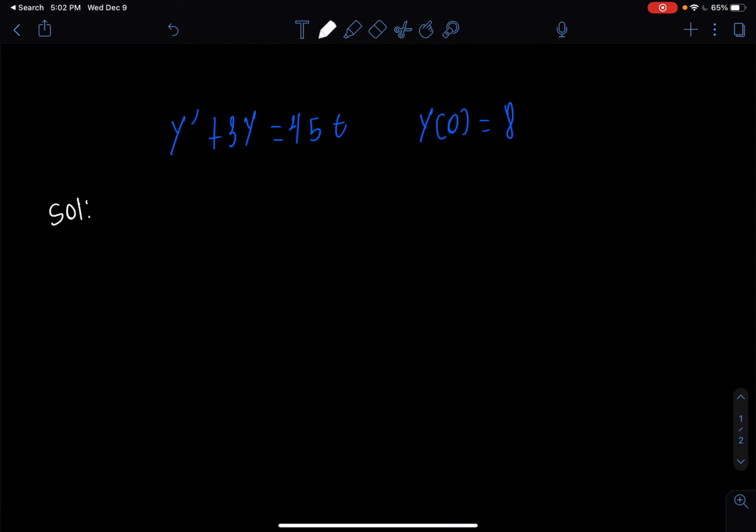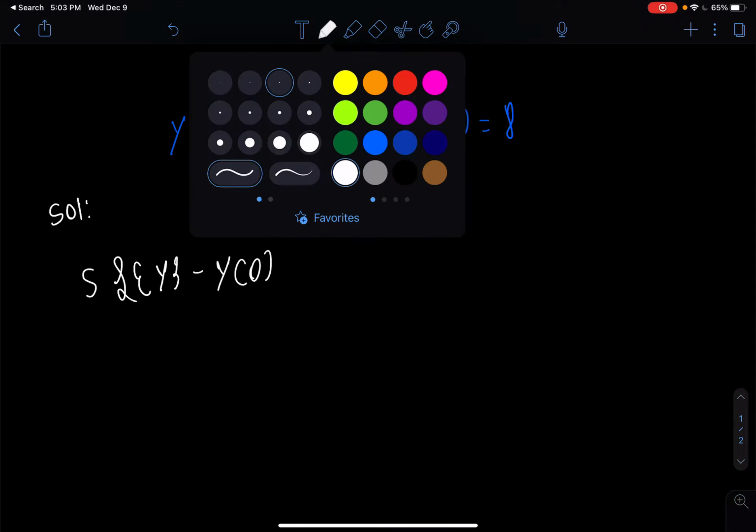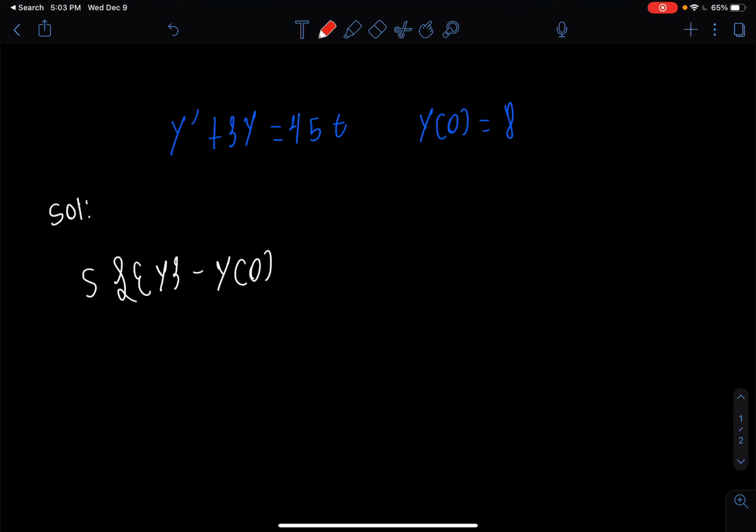So this is the form for solving the Laplace transform of this particular first order non-homogeneous differential equation. You'll have s times the Laplace of y minus the initial condition. And this is what you'll be using to solve this equation. I apologize for the handwriting, it's not the best. Okay, let's go ahead and get started.